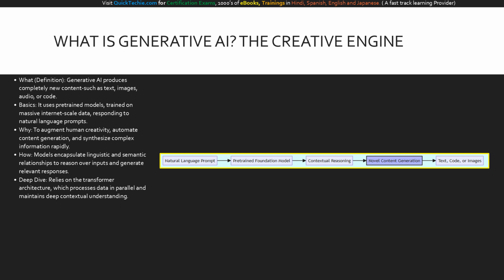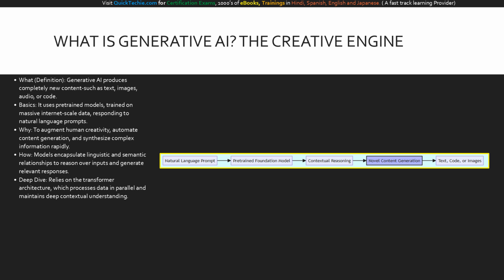Why is this revolutionary? It allows businesses to automate content generation, draft marketing copy, and summarize lengthy documents in seconds, vastly augmenting human creativity. How does it achieve this? These models encapsulate deep linguistic relationships, allowing them to reason over your input and generate highly relevant responses. For our deep dive, we must recognize the transformer architecture powering these models. Transformers handle data in parallel and maintain incredible contextual understanding across long conversations or documents, making them uniquely suited for enterprise workflows. Let us trace the path of generative AI on this diagram.